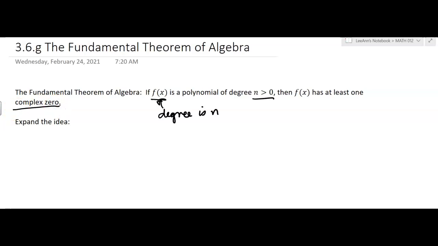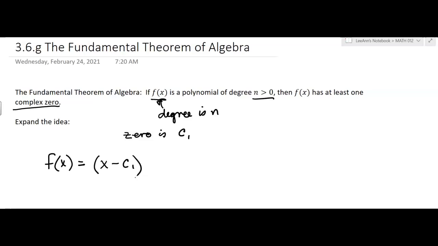So when we say complex 0, the 0 could be an integer, could be a rational 0, could be irrational, could be an imaginary number. Okay, so it just has to have at least one 0, okay? So then what we're saying is, if I have a 0, let's say the 0 is c sub 1, then I know f of x is equal to, and I can take a factor of x minus c sub 1, right?